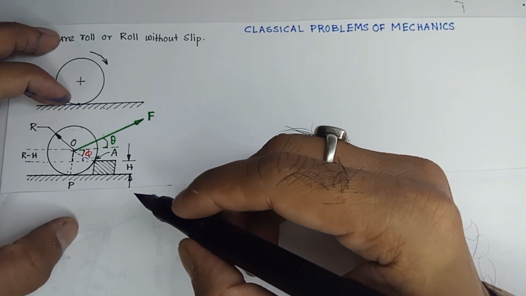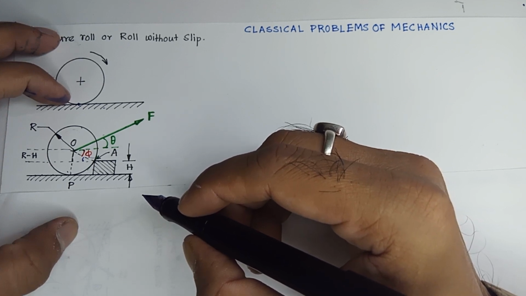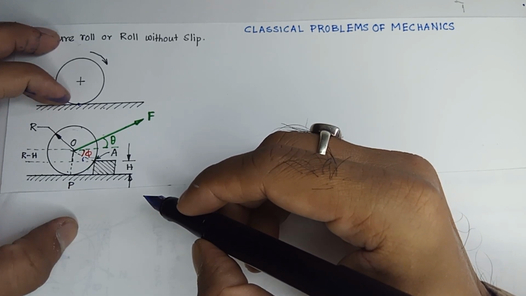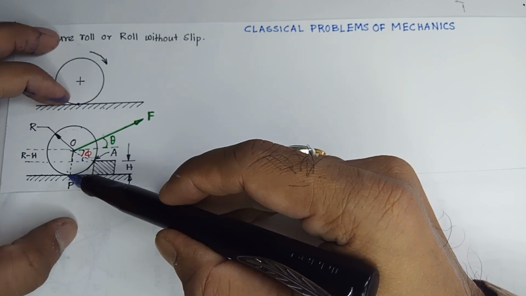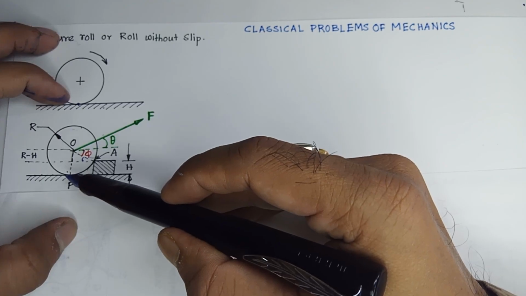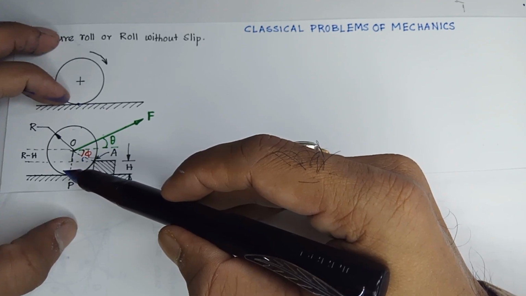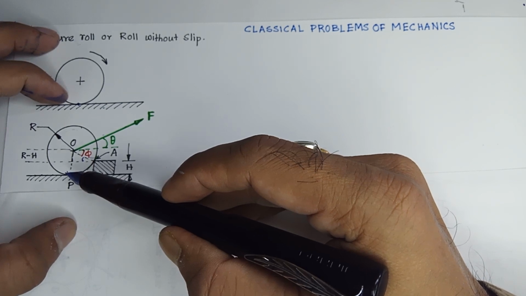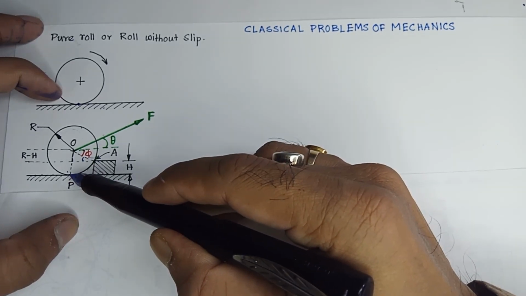I have seen that many teachers are not mentioning this concept. It is not told in many books either. I have seen that they simply consider that this point is touching, and suddenly this point loses contact. Why it loses contact is never told. I have not seen such concepts mentioned in many books. So that is to be clearly understood, that why this point will lose contact.